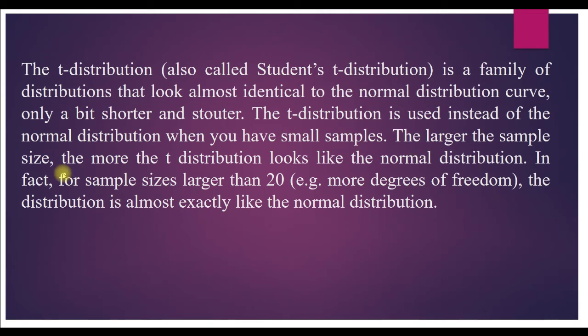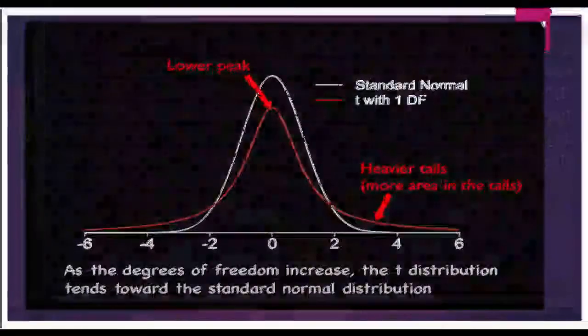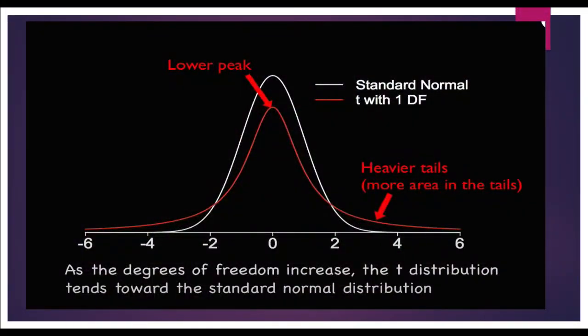The larger the sample size, the more the t-distribution looks like the normal distribution. In fact, where sample size is larger than 20, the distribution is almost exactly like normal distribution. Ito yung illustration ng ating normal distribution at saka t-distribution. Yung red line dito is the t-distribution at saka yung white line is the normal distribution.